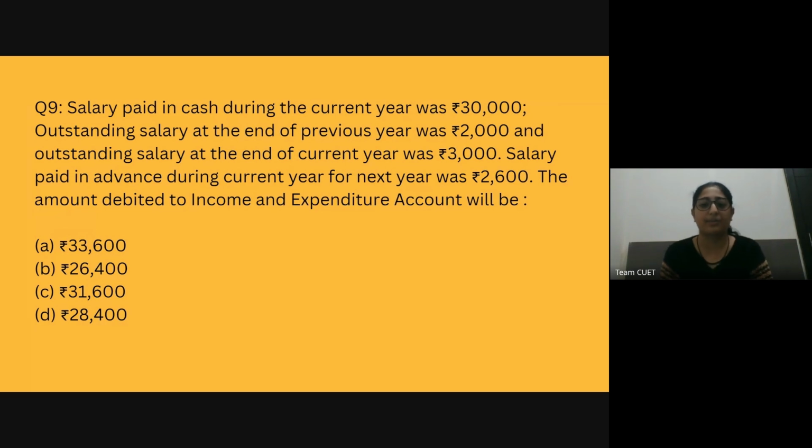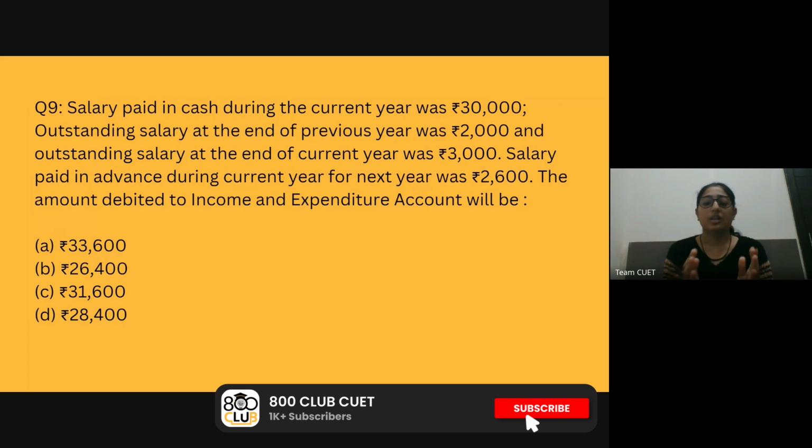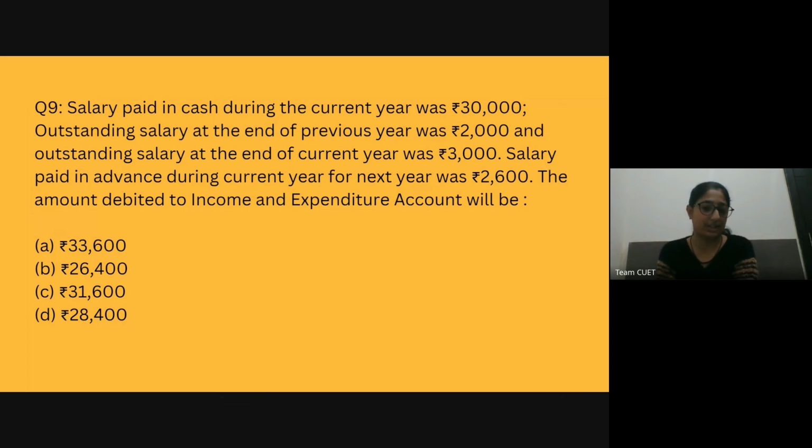So the question goes like this: salary paid in cash during the current year was 30,000. Outstanding salary at the end of previous year was 2,000. And outstanding salary at the end of current year was 3,000. Salary paid in advance during current year for the next year was 2,600, and the amount debited to the income and expenditure account will be. Now the question clearly states amount debited to income and expenditure account. Since this is an account which records only income or expenses related to the current year only, anything relating to the previous year or the upcoming year is eliminated so as to get a figure of the current year only.